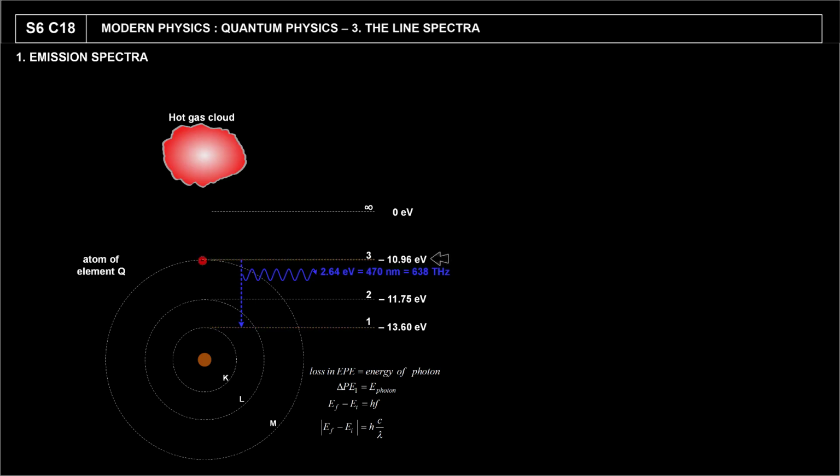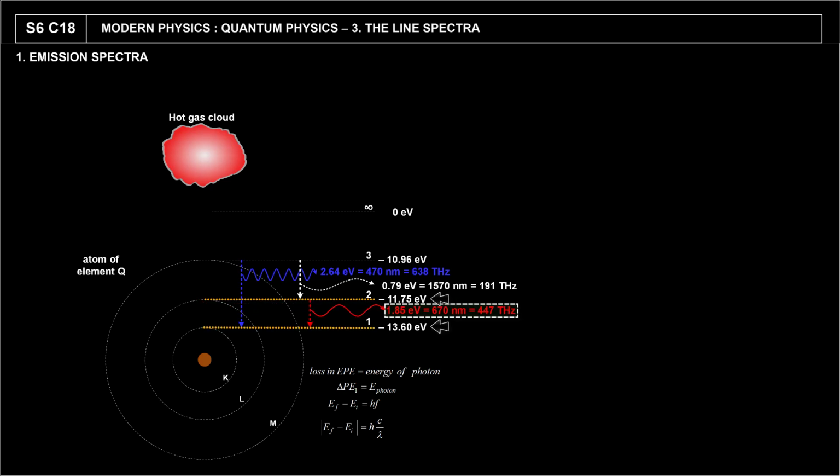An electron could fall from the third to the second, that is from the potential of negative 10.96 electron volts to negative 11.75 electron volts, generating a 0.79 electron volt photon, which is 1570 nanometer in the infrared region. And finally, you could have the same electron or any other electron from the second to the first, generating a photon of energy 1.85 electron volts corresponding to a wavelength of 670 nanometers, which is in the red region.